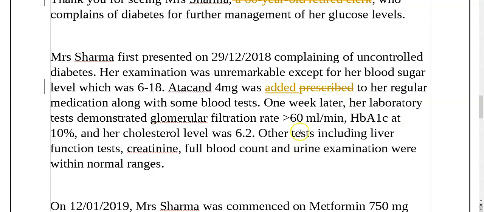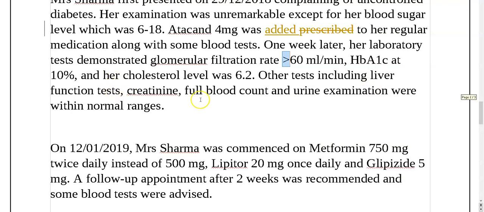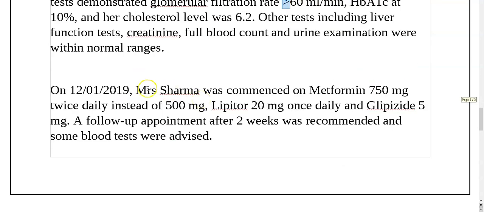A little bit later, lab tests. Now, I wouldn't put that because that's more like case notes. You are supposed to transform them into grammatically complete sentences. So don't use those signs out of the notes. Other tests including within normal ranges. Mrs. Sharma was commenced on, the follow-up appointment after 2 weeks was. Alright, we don't really need this.